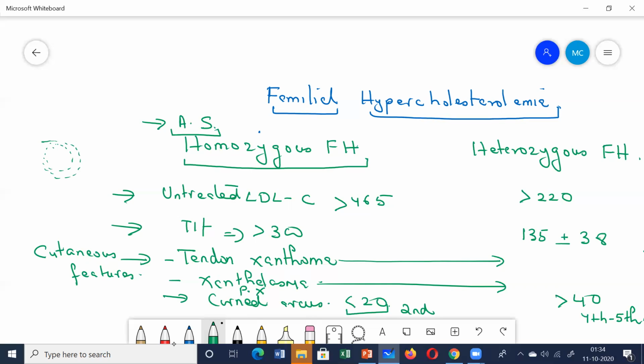Okay, so in these patients, we have to give the maximal medical therapy. If needed, we also go for LDL apheresis to reduce their LDL levels.